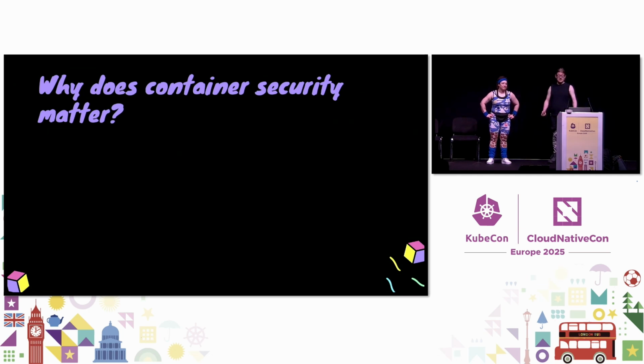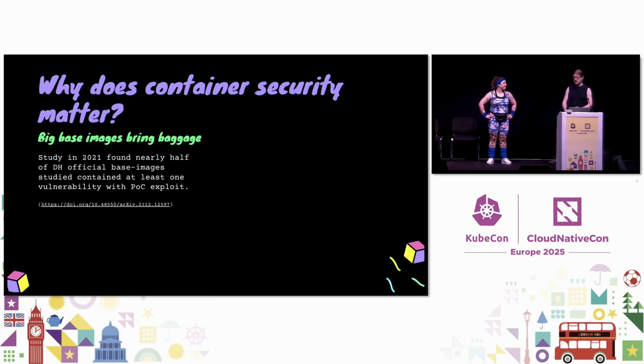And so why does this matter? I did a bit of a lit review in preparation for this talk and found that a study from 2021 found that nearly half of the official Docker Hub library images that they studied contained at least one vulnerability that had a proof of concept exploit. By that, I mean an exploit that can demonstrate that this thing is actually usable, but has not been built to do something actively malicious, like exfilling all of your credentials or starting up a crypto miner.